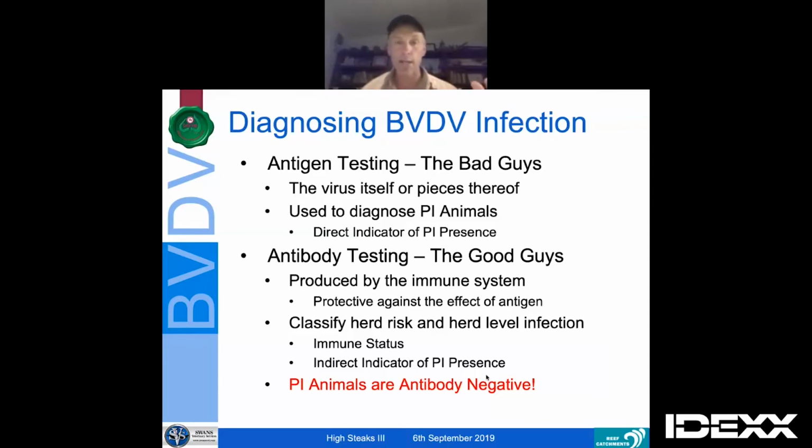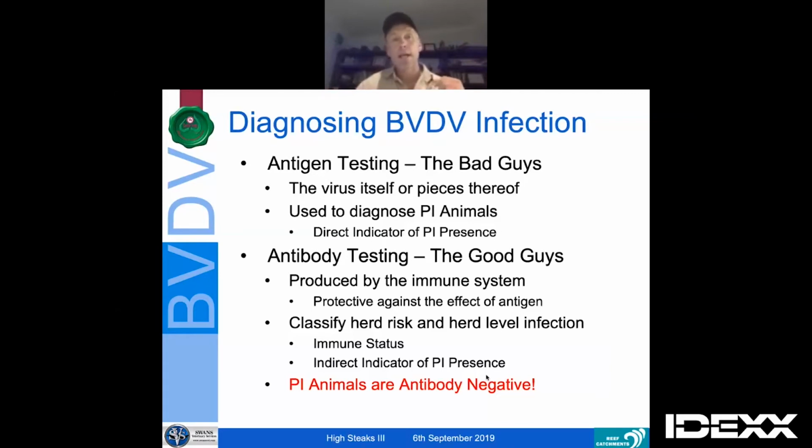Antigen is looking for the bad guy, so pieces of the virus or the virus itself. Antibody is looking for evidence that the virus was there, so that's what the immune system mounts in response to exposure. These two groups of tools are really well developed, highly sensitive and specific, and we use them within our strategic management that we'll be talking about soon.